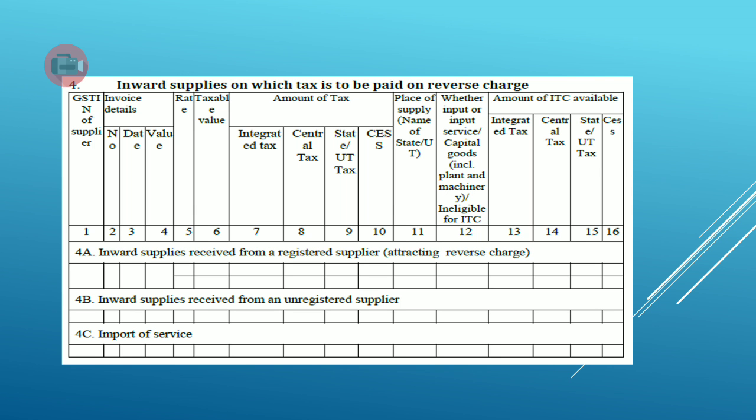Inward supplies on which tax is to be paid on reverse charge: GST and the supplier's invoice. This is the format we have discussed earlier. Here you can see this is the format: inward supply received from registered supplier, inward supplies received from unregistered supplier, and import of services.